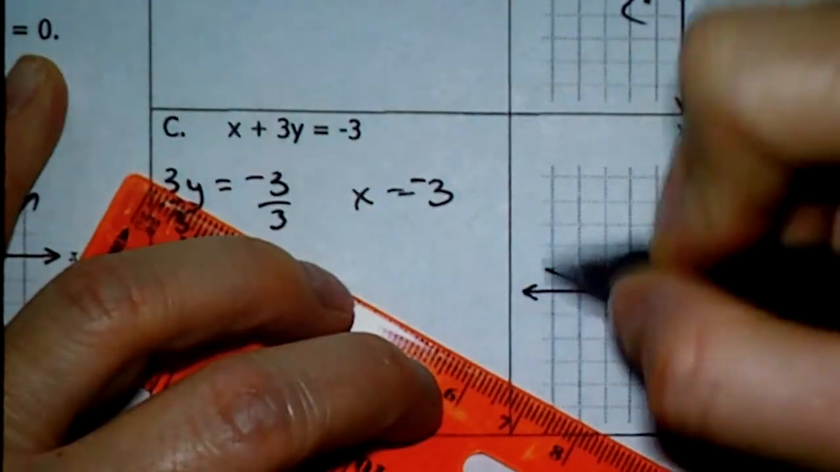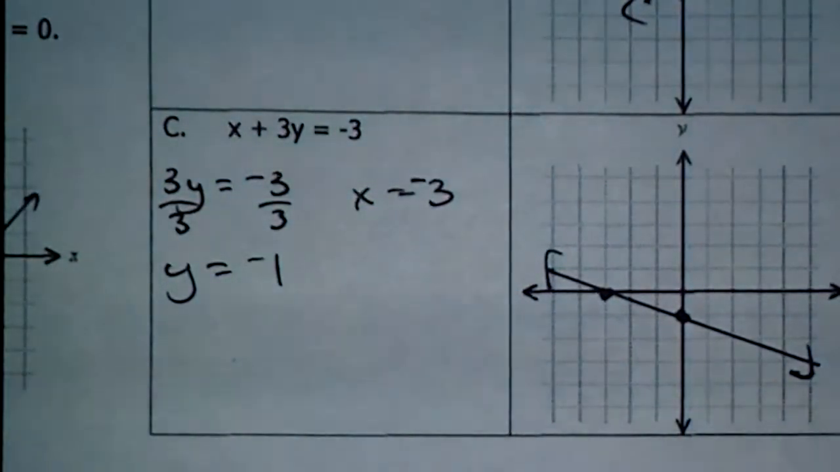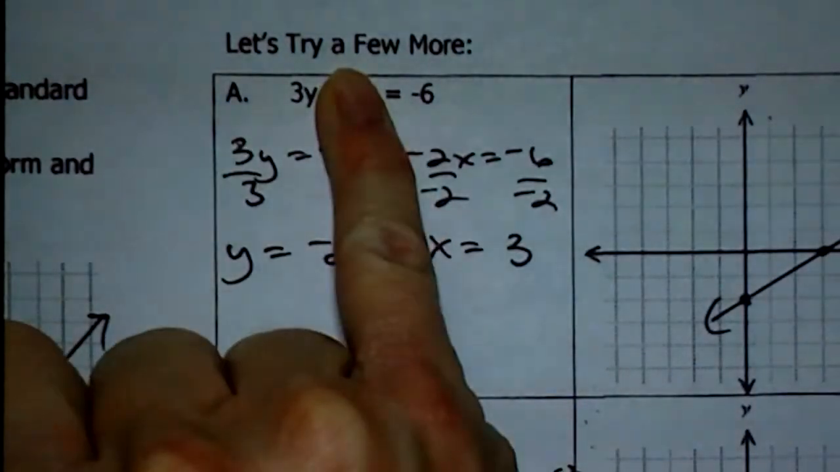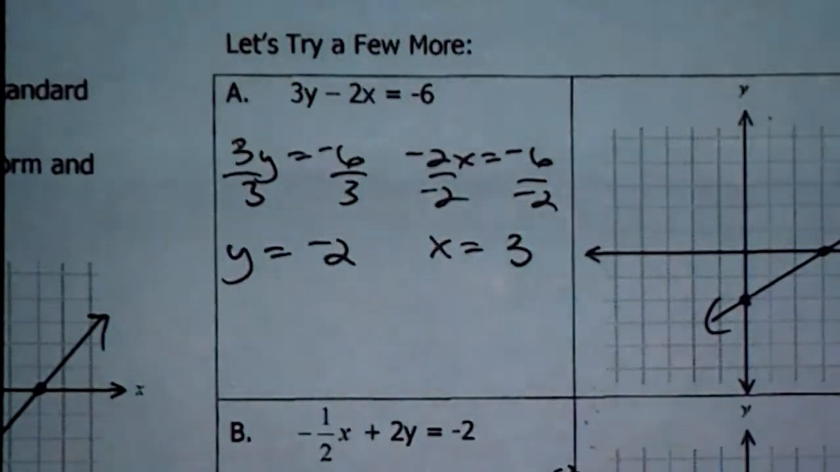And make my nice line. And voila. So I could have rearranged every single one of these and found the b and did rise over run to get from one point to the next. But just plugging in those zeros with these, I think made it go a lot faster. Alright, last page.